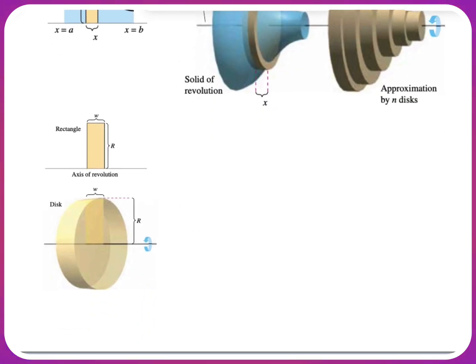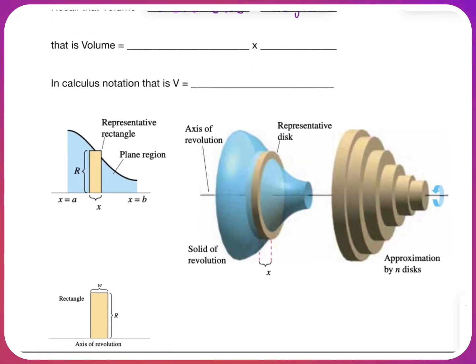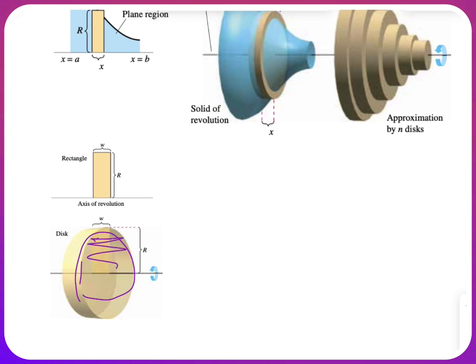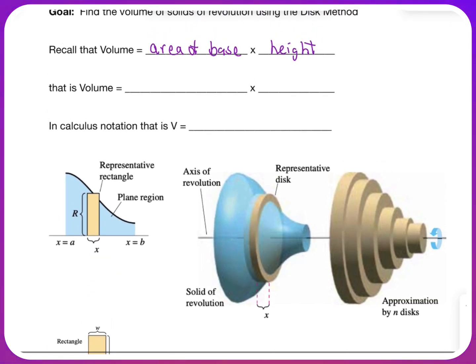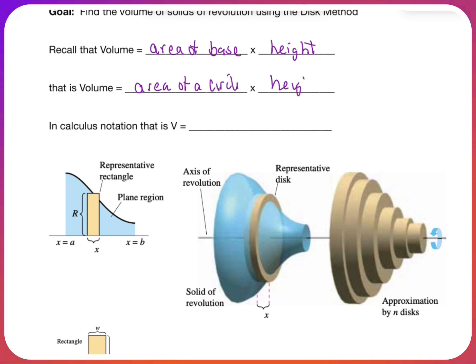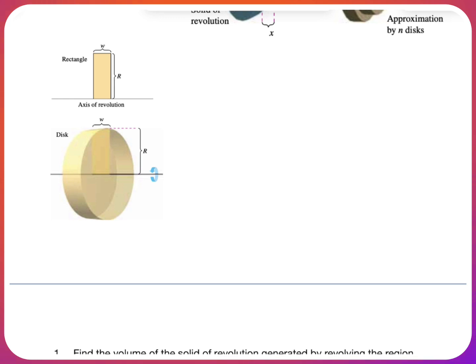We're going to rotate that around the axis it is flush with, and it's going to form a disc, as you can see in this bottom shape. The disc has a base that is a circle, so you find the area of the circle and multiply it by the height of the disc. In this case, the height or width of our disc is going to be infinitely small, so it's going to be our dy or dx.